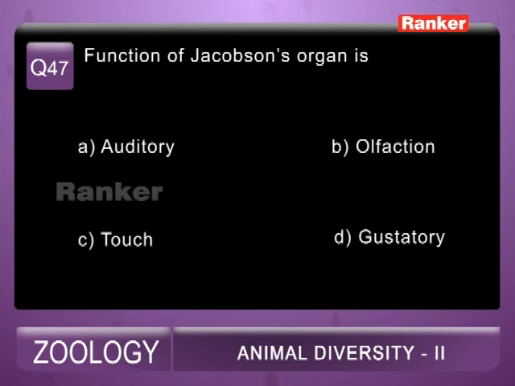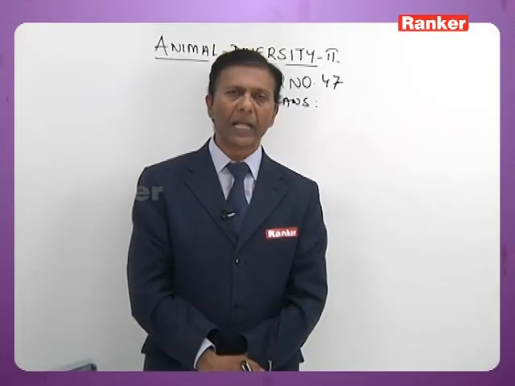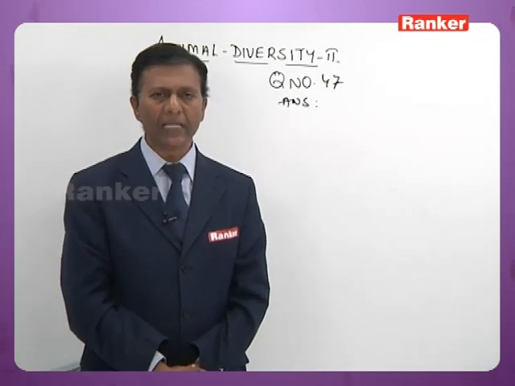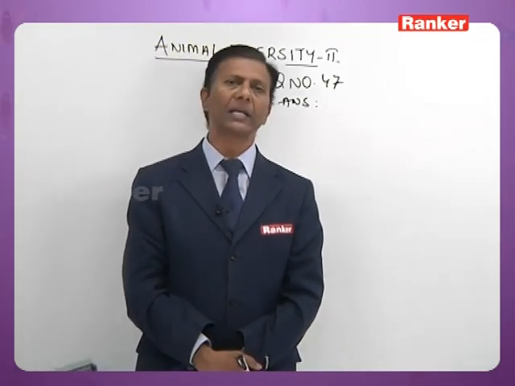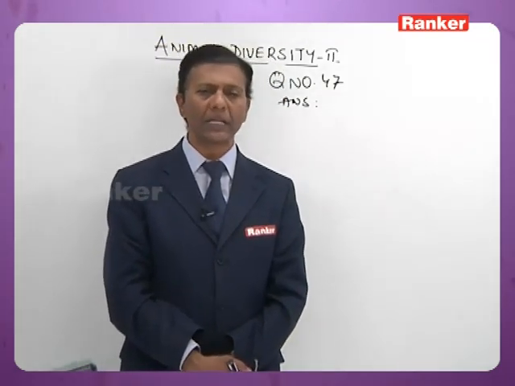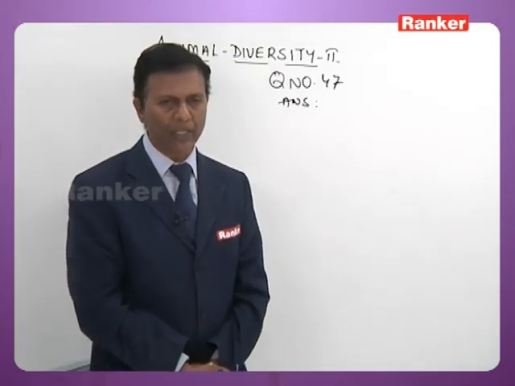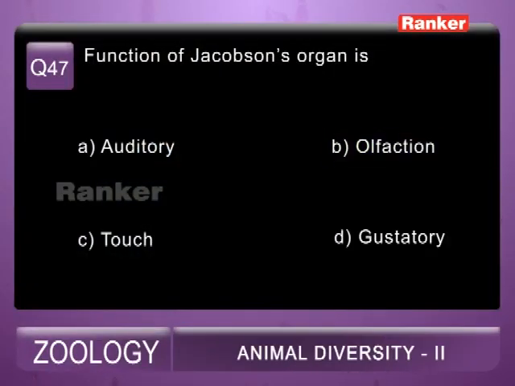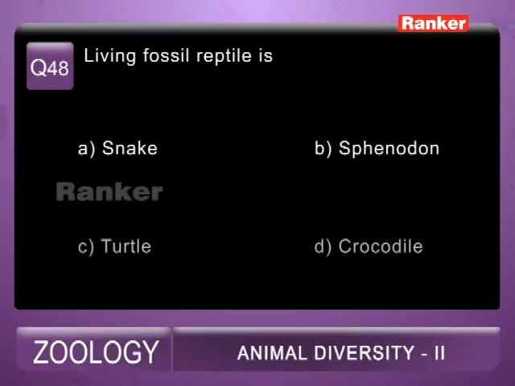Now 47th question, function of Jacobson organ is A. Auditory, B. Olfactory, C. Touch, D. Gustatory. The Jacobson organ is present in snakes and sphenodon among reptiles, and function is olfaction. So 47th question correct answer is B. Olfaction.